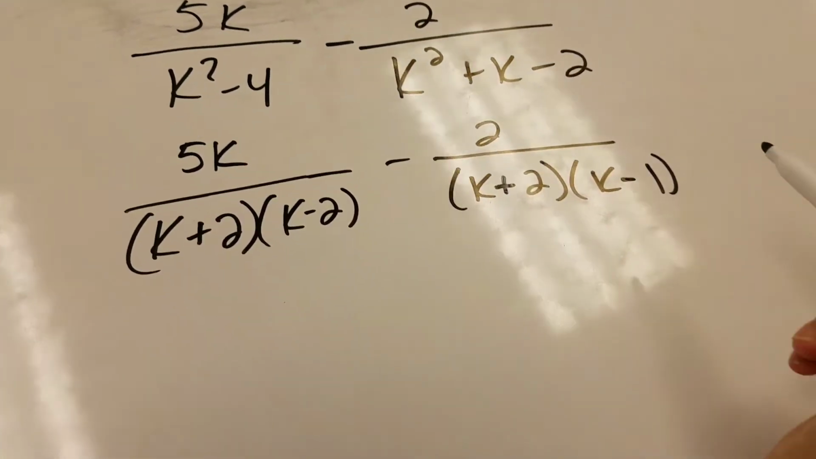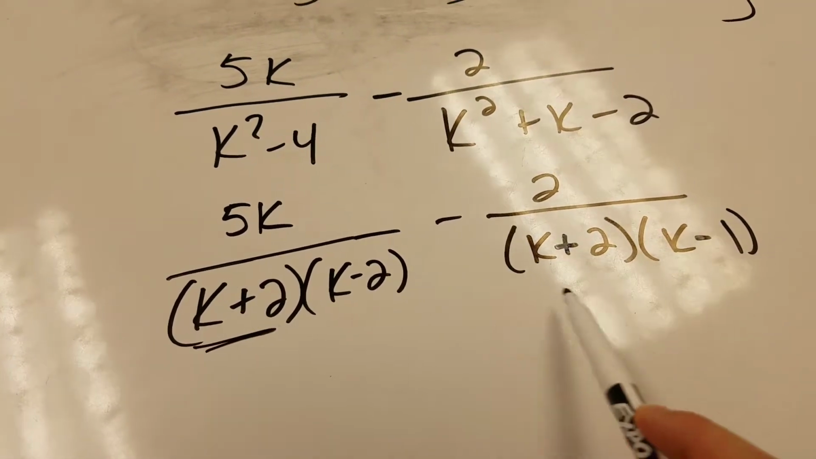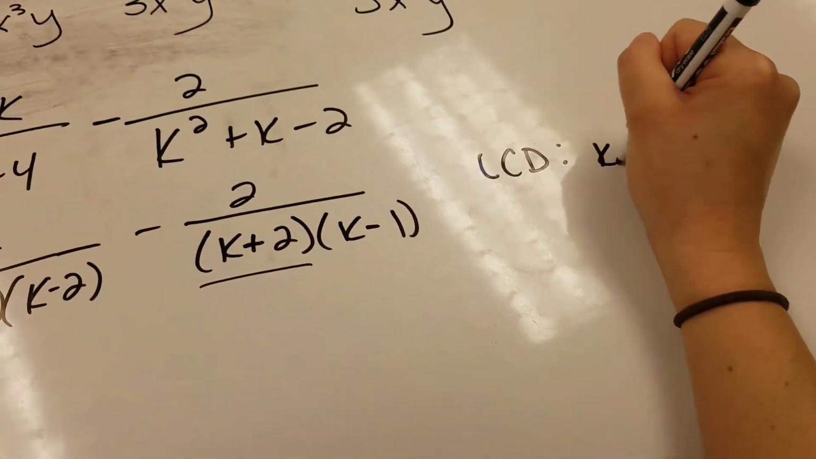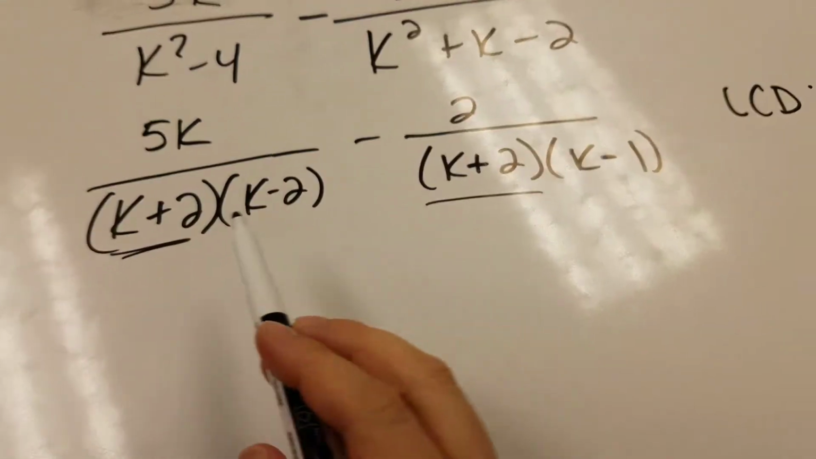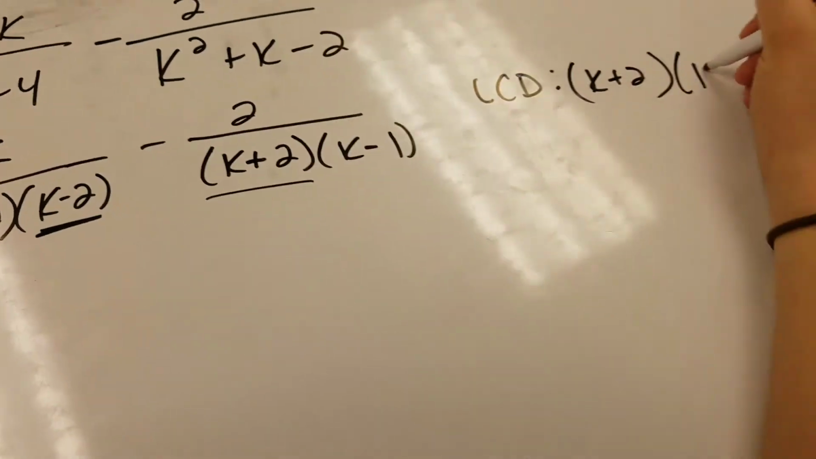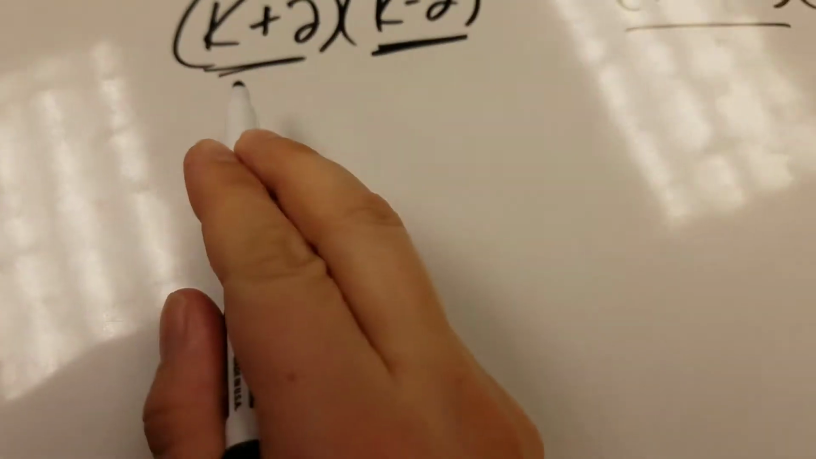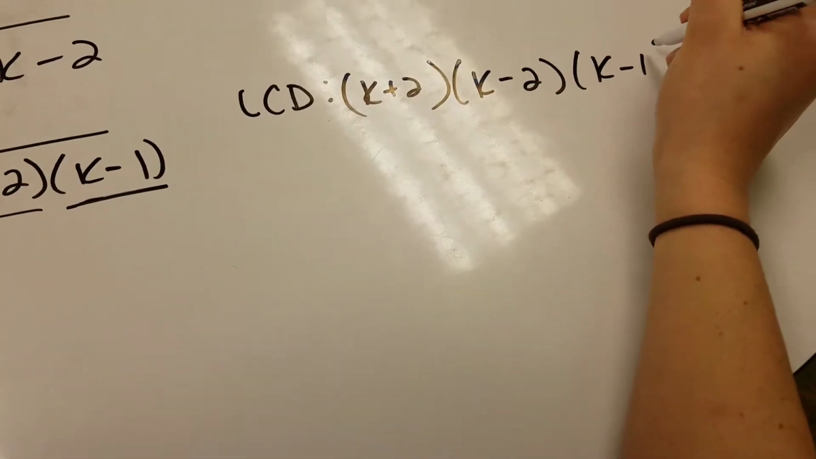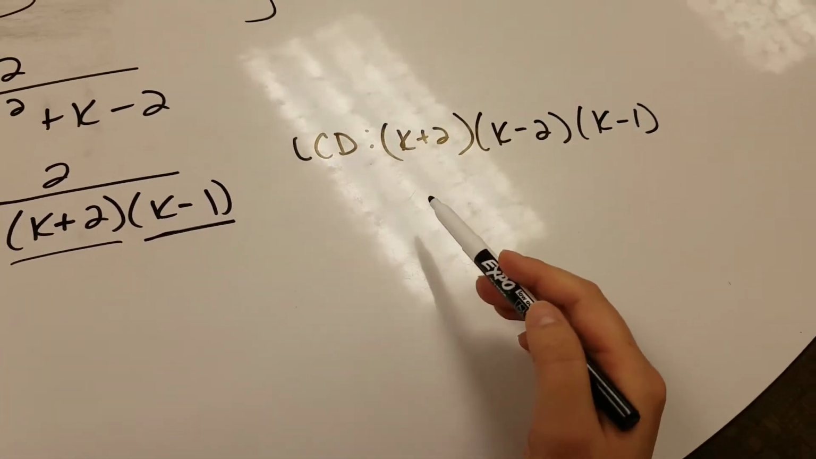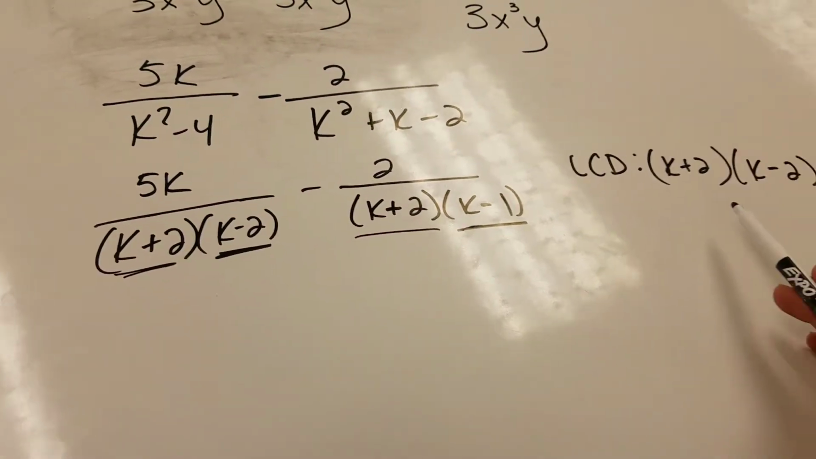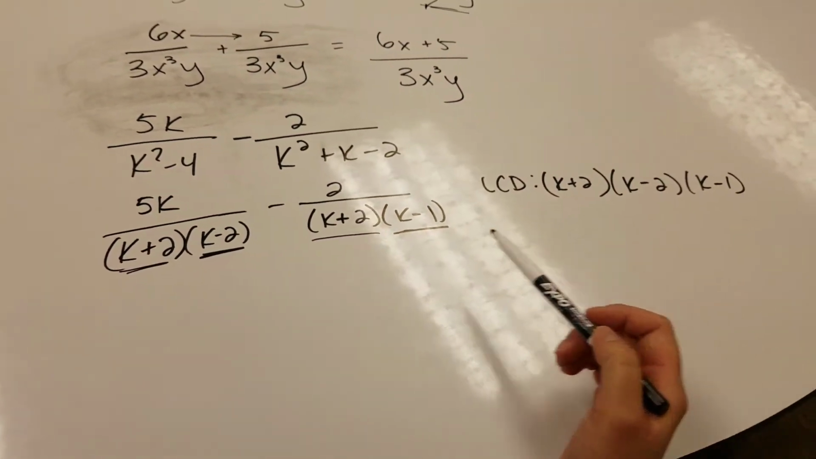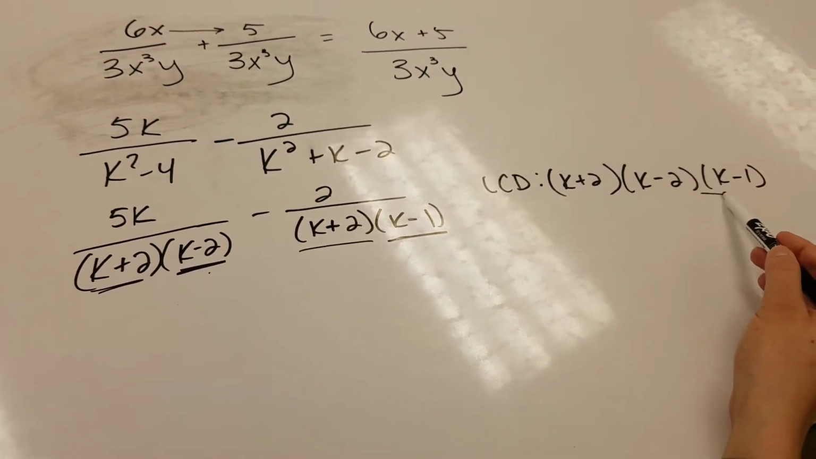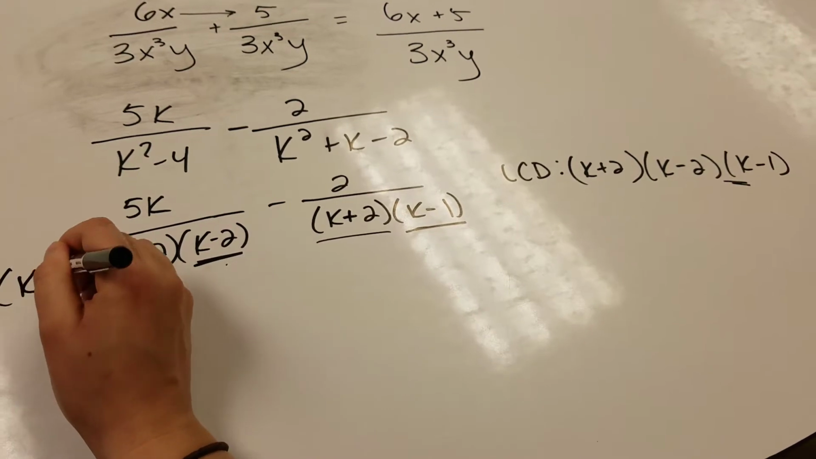Now we need to find our LCD. Each one has a k plus 2, so that has to be in our LCD. We have a k minus 2, so that needs to be in there. And last, we have a k minus 1, so that needs to be in there. Okay, so this is our LCD. Now we look at each fraction and see what we're missing. Over here we have a k plus 2, a k minus 2, so we're missing our k minus 1, and we need to multiply by k minus 1.